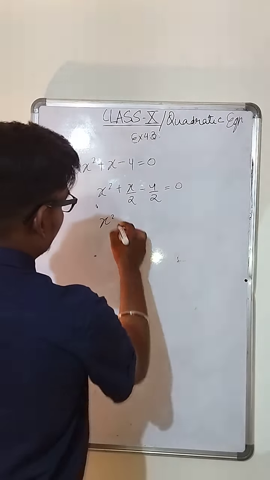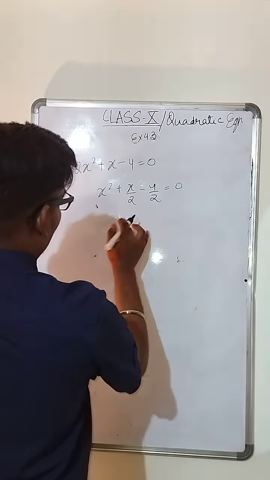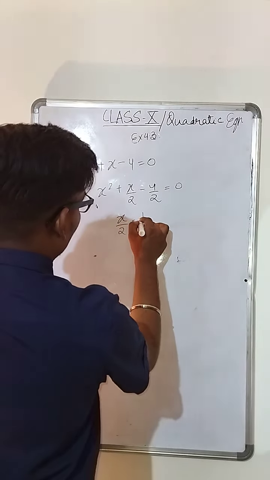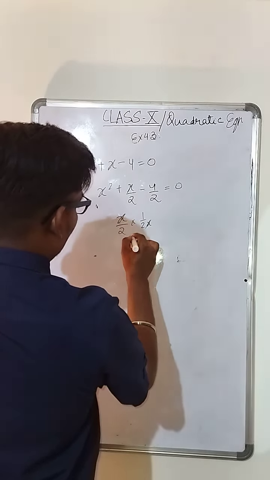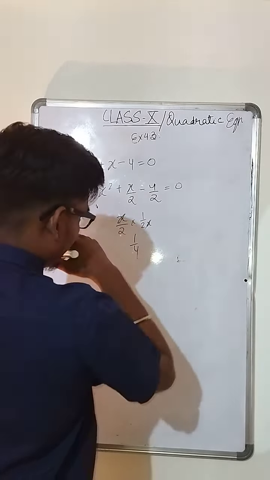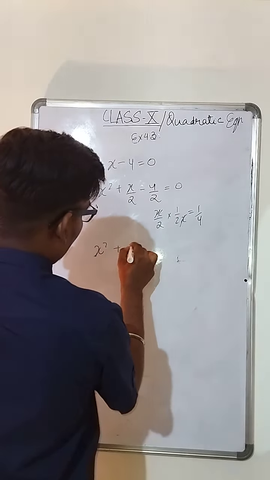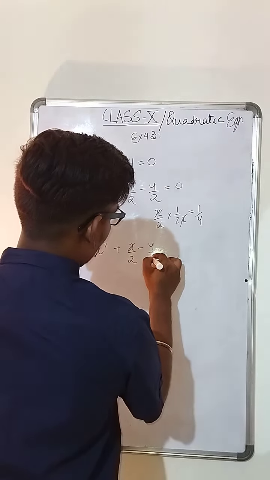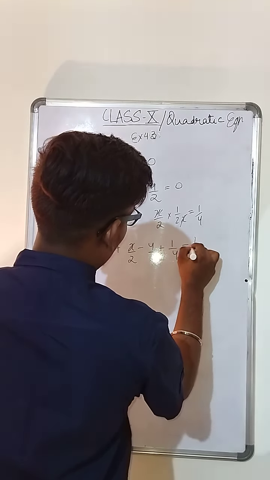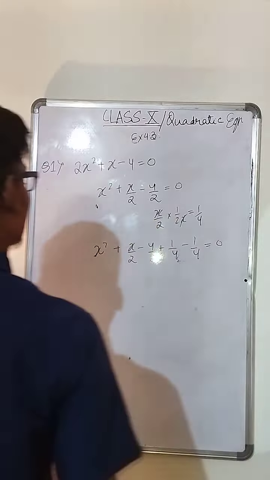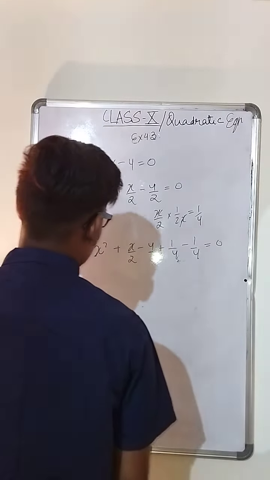X square, so now x by 2 into 1 by 2x, 1 by 4, okay. So it will be 1 by 4. So x square plus x by 2 minus 4 by 2 plus 1 by 4 minus 1 by 4 equal to 0.